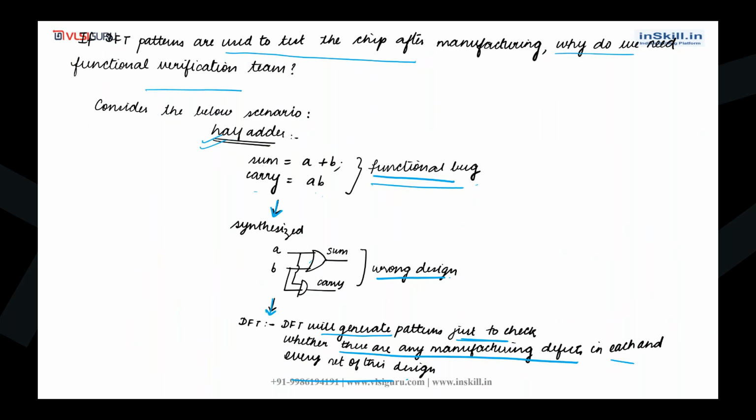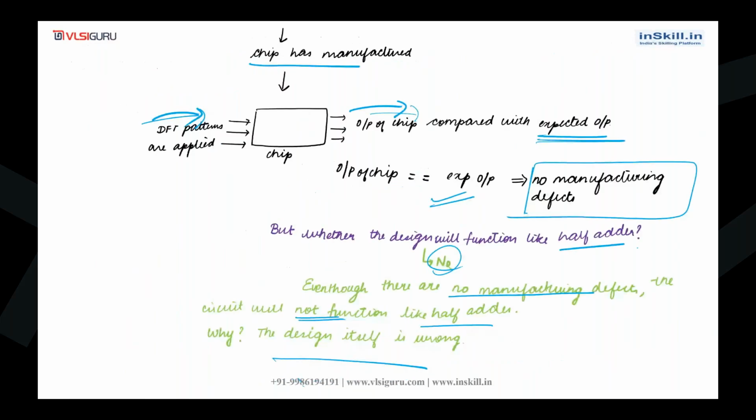We don't have a verification team, so that design only got synthesized, and that design only was given to the DFT team. The DFT team generates patterns just to check whether there are any manufacturing defects in each and every net of this design. Then the chip has got manufactured, and DFT patterns are applied to test the chip. The input sequence is applied onto the chip, and the output of the chip is compared with the expected value. Output of the chip is equal to the expected value, which means there are no manufacturing defects. But will the design function like a half adder? No. Even though there are no manufacturing defects, the circuit will not function like a half adder. The reason is the design itself was wrong.